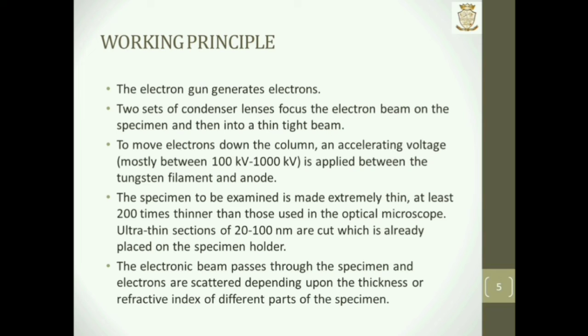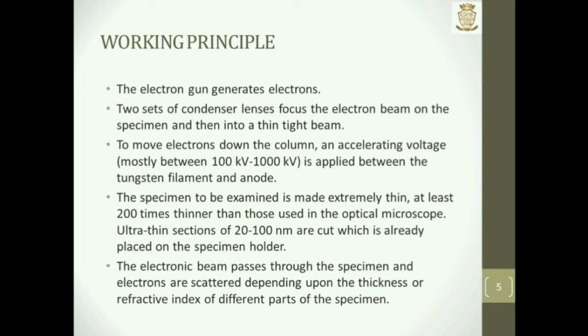The working principle of electron microscope. The electron gun generates electrons. Two sets of condenser lenses focus the electron beam on the specimen and then into a thin beam. To move electrons down the column, an accelerating voltage is applied between the tungsten filament and anode. The specimen to be examined is made extremely thin, at least 200 times thinner than those used in the optical microscope. Ultra-thin sections of 20 to 100 nanometer are cut, which is then placed on the specimen holder.